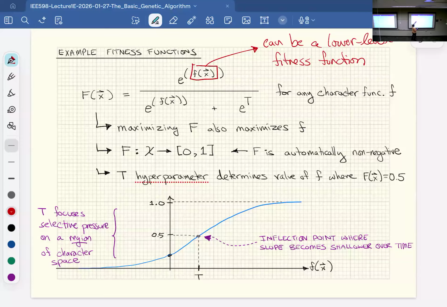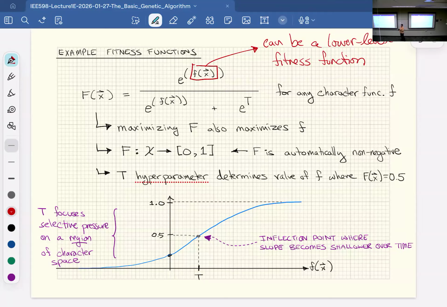Because I'm using something that looks like a logistic, I'm not implying that this is a logistic regression problem, but it happens to be using the same sigmoid used in a logistic regression problem. But just like choosing activation functions in a neural network, you can choose all sorts of different types of activation functions. You can choose all sorts of different types of scaling functions.